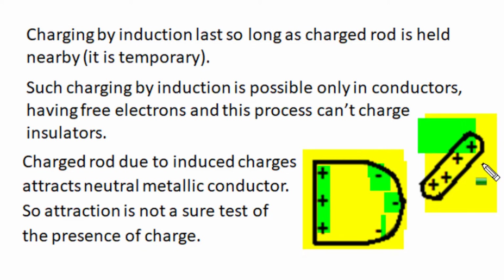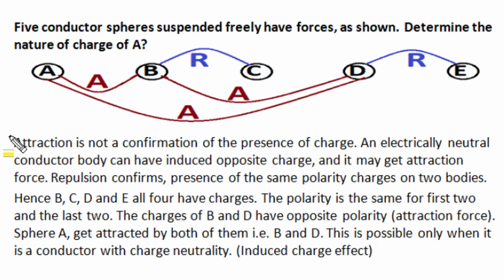When we place a charged metallic rod near a neutral metallic conductor, it will induce charges and produce a net attractive force between the two. So attraction is not a sure test of the presence of charge on both bodies. A charged body can attract a neutral metallic conductor. Attraction is not a confirmation of the presence of opposite polarity charge on two bodies, as can be proved by this simple example.